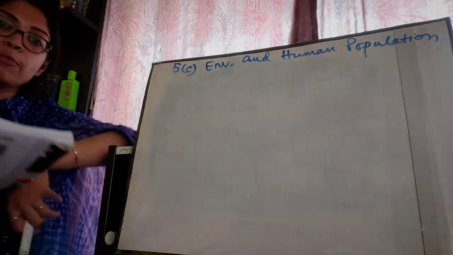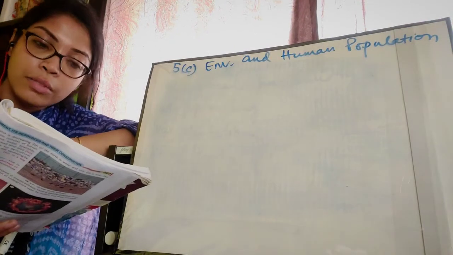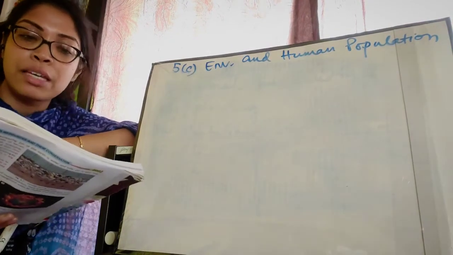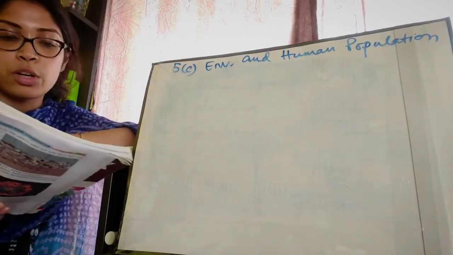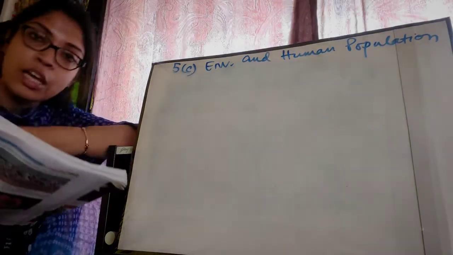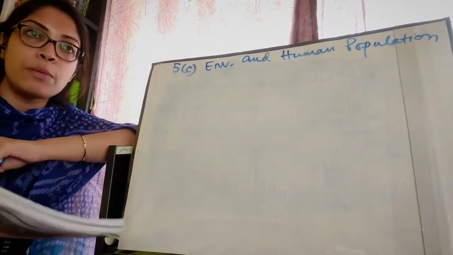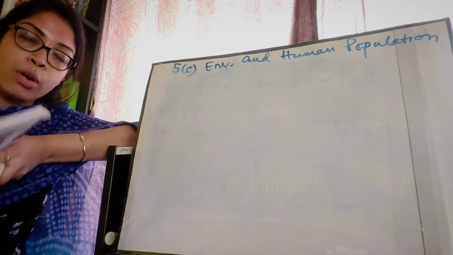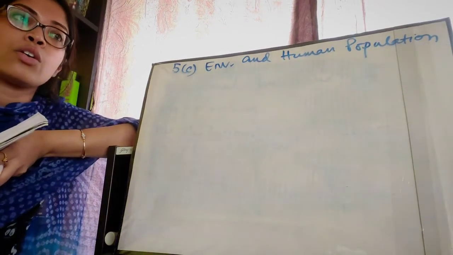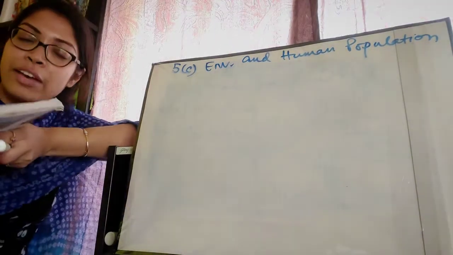Problems of ever increasing population. The possible question that can come from this one is, what are the problems caused by ever increasing population? Instead of problems you might get words like consequences or disadvantages or effects, something like that.